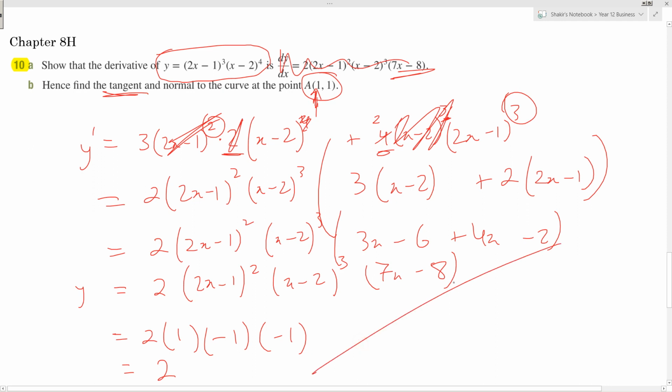And so my gradient is 2, so the equation of the tangent is going to be y minus, remember it's at this point, so y1 is 1. y minus 1 is equal to gradient 2, times x minus 1. And I'm done.